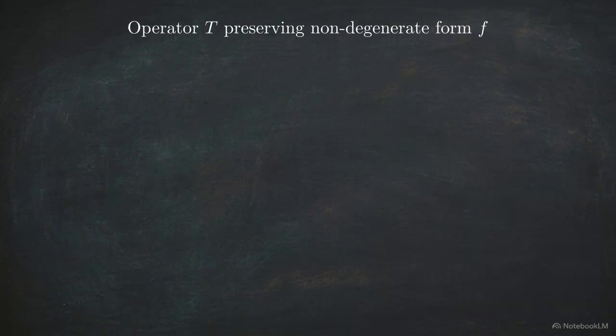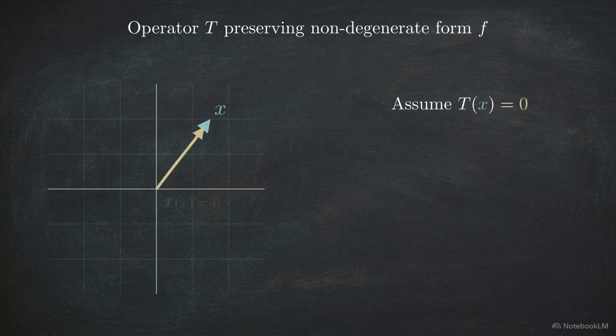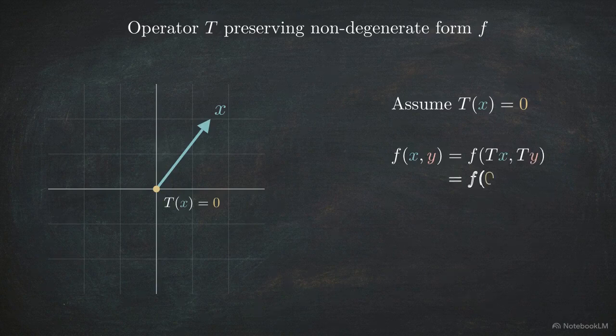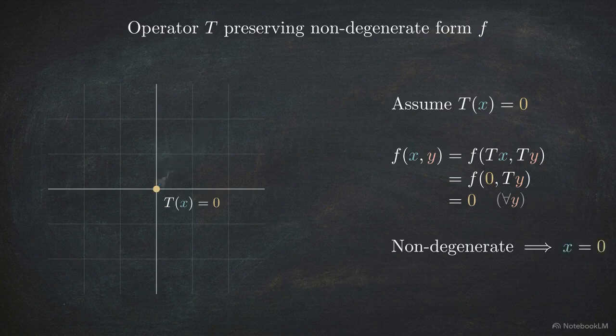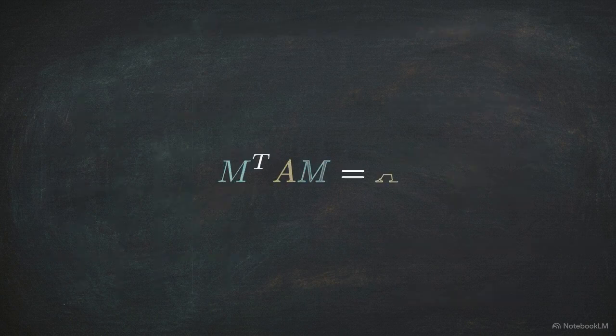To see why, test your recall. Try to prove why an operator T preserving a non-degenerate form must be invertible. If we check the null space and assume T(x) equals 0, then f(x,y) equals f(Tx, Ty), which is f(0, Ty), which is 0. Since the form is non-degenerate, x must be 0. The operator is invertible. Let's apply this preservation rule to the standard dot product.